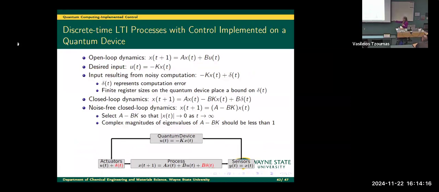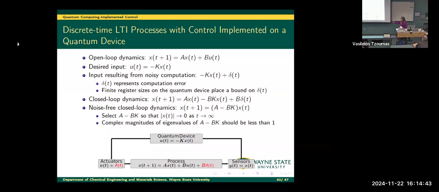Now we can look at the dynamics. In open loop, we would just write this as x of t plus 1 equals A x of t plus B u of t. Then our desired input here could be u of t equals -Kx of t. And our input resulting from the noisy computation could be -Kx of t plus delta of t. So delta is our computation error. How big can it be? Well, if you have a finite register size on your quantum device, then that places a bound on how big it could be. But if you have a large register, then it could be quite big.